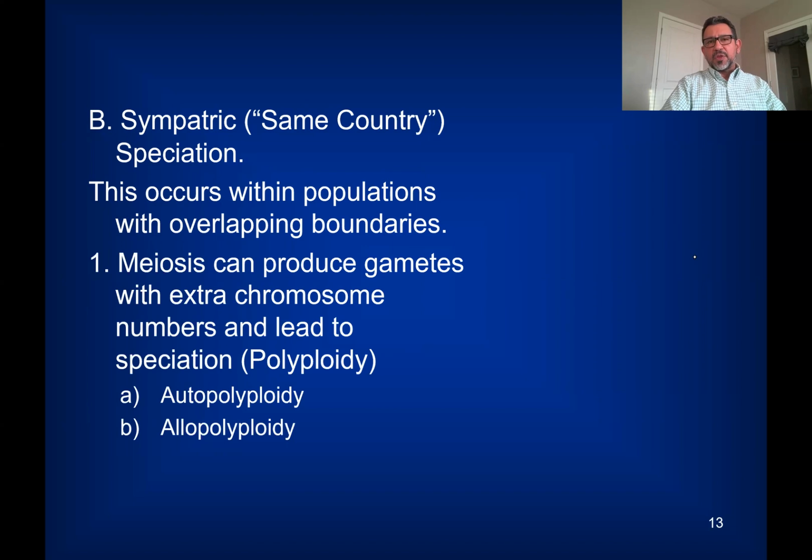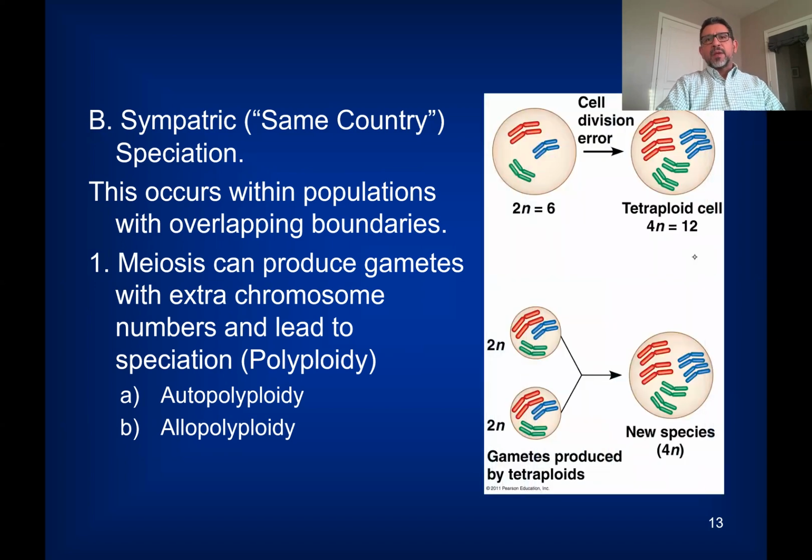Well, one of those mechanisms that can lead to sympatric speciation is going to be errors during cell division, like mitosis. So imagine that, for example, in mitosis, a cell failed to separate the copies of the chromatids that are made.